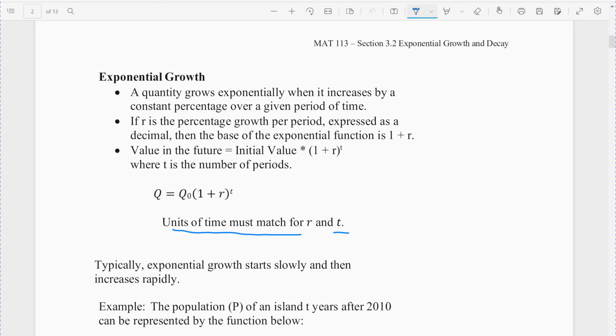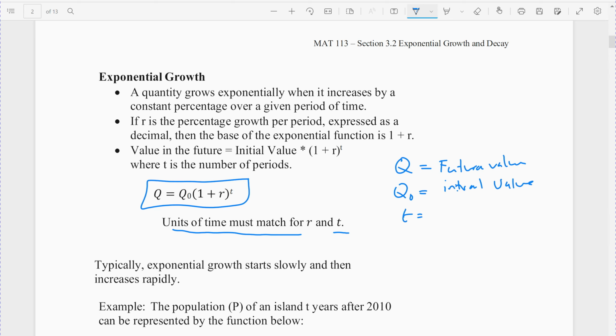And so again, just so you know, this is the equation. The Q is my future value. Q naught is my initial value, and that's just the way mathematics and science do initial values. And t is our time, and r is our percent growth as a decimal.